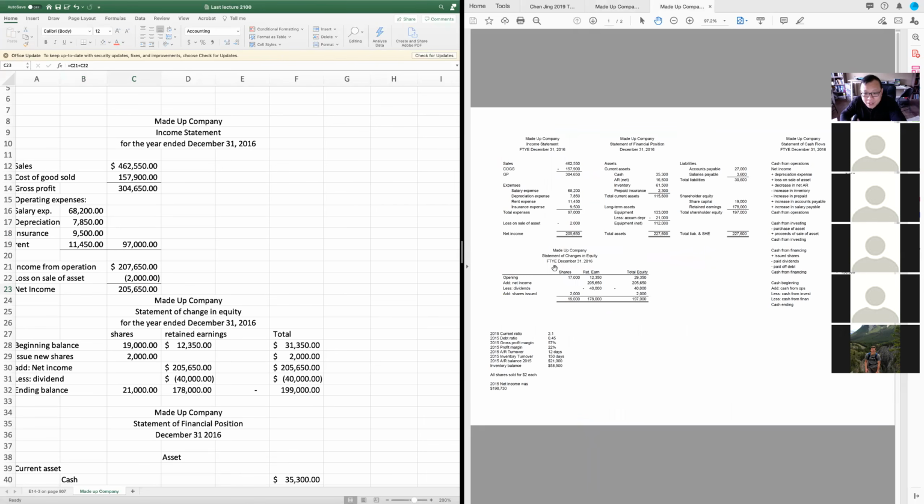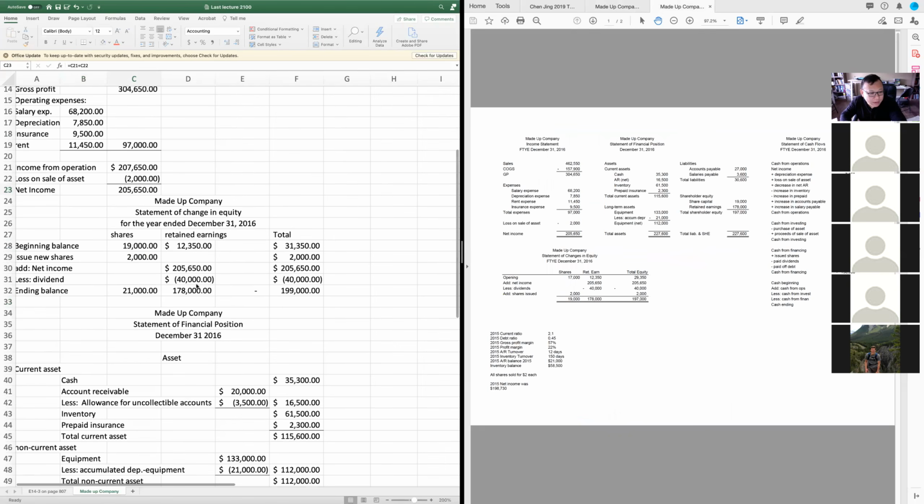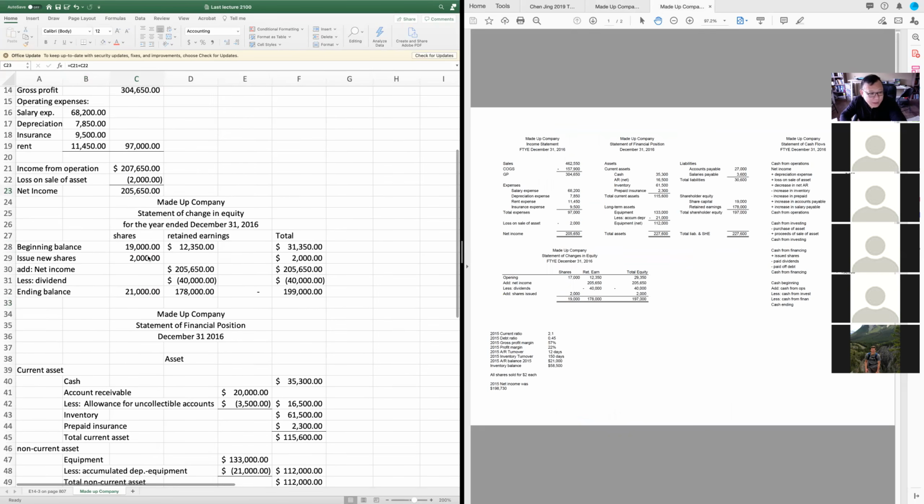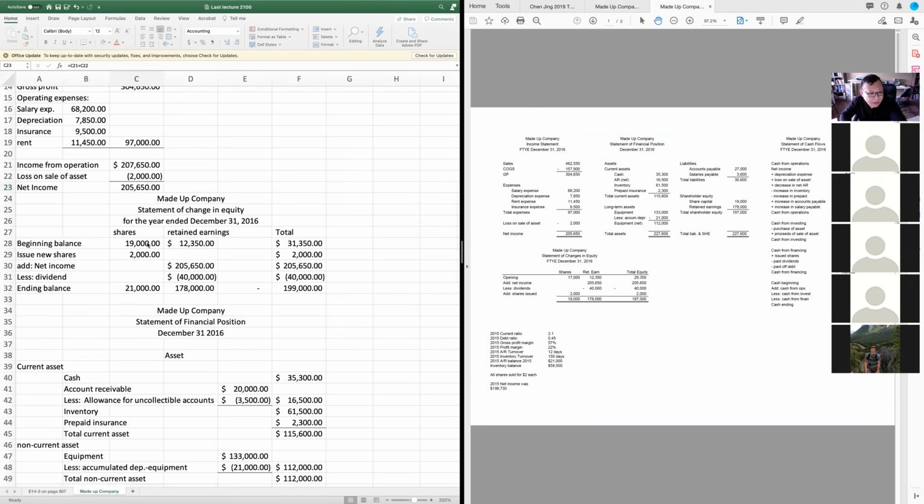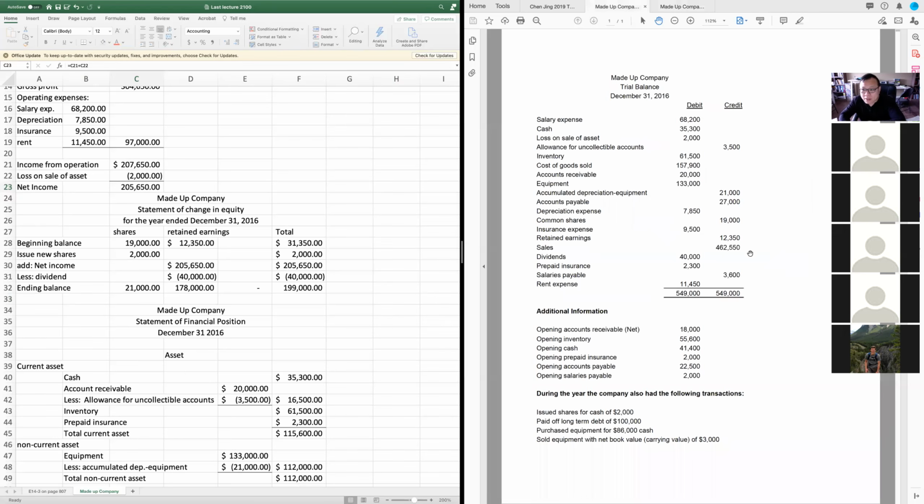Oops, here. And then this guy, okay, where I did wrong. So here, the opening balance is 2,000. Okay, yeah, that makes sense. So the opening balance is 1,700. So this issued share at the year end is the 19,000, right? So that's the ending balance. So this number should be 19,000, right?